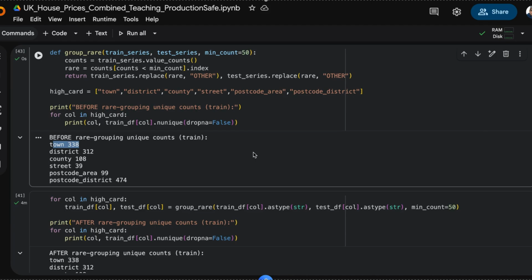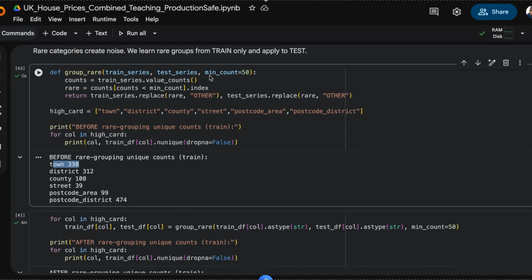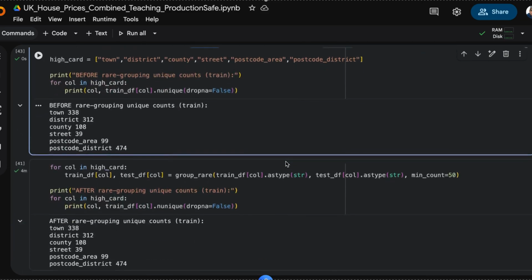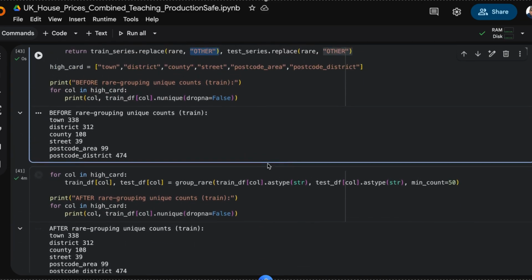We define a minimum frequency threshold. In our case, categories that appear fewer than 50 times will be grouped into a single category labeled Other. The threshold is somewhat heuristic. The goal is to remove categories that do not provide statistically reliable patterns. Categories that appear often retain individual identity. Rare categories are pooled. We apply grouping to town, district, county, street, postcode area, and postcode district.